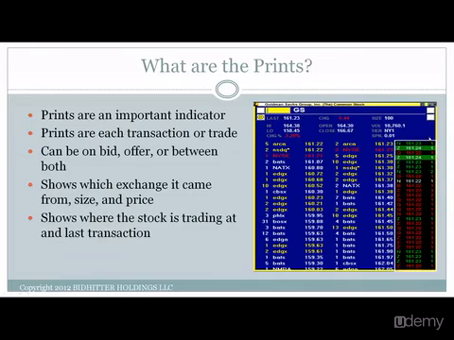Remember, this is multiplied by 100, so the last trade was for 100 shares at 161.23, and it shows you where the stock traded at and the last transaction. So this is the last transaction, the previous transaction was there, and so forth. And each time a trade is put on, it'll come from the top down, and these are the previous trades.